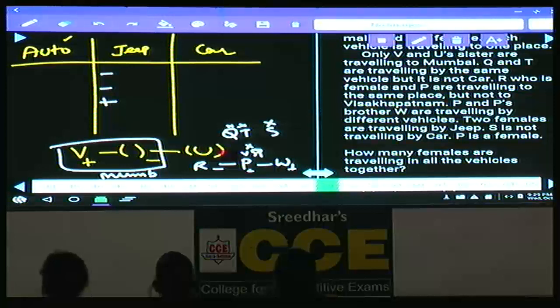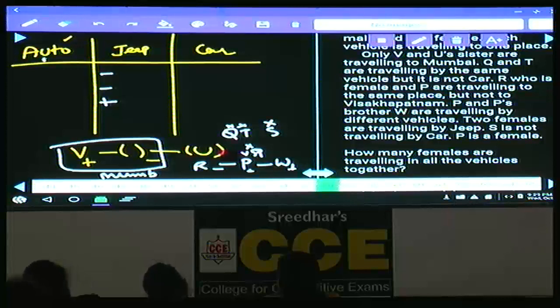The person who is traveling by jeep is not going to Mumbai. Because the number of persons traveling to Mumbai are only 2. Now through jeep there are 3 persons, isn't it? Hence the persons who are traveling to Mumbai can be either auto or car. Now if you take this is Mumbai, this is one possibility.